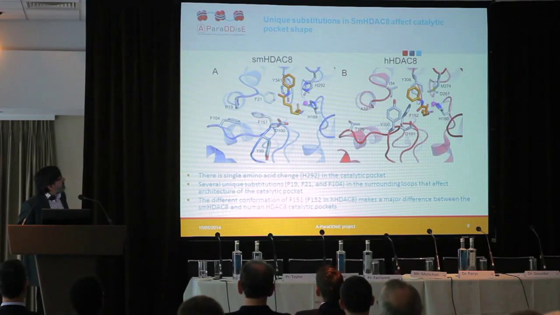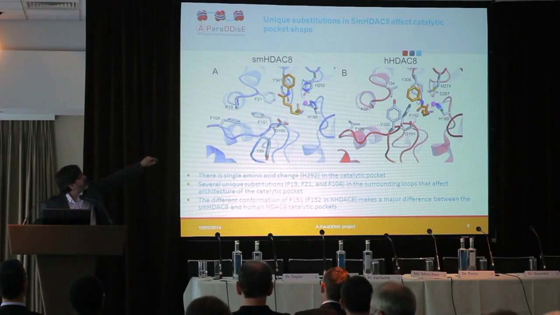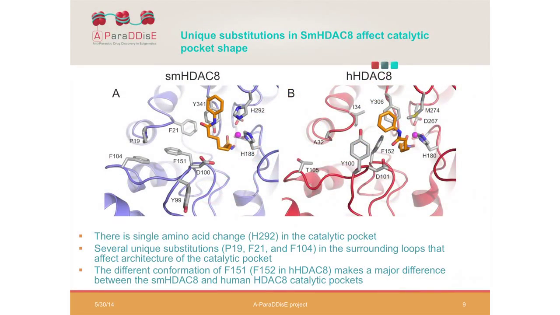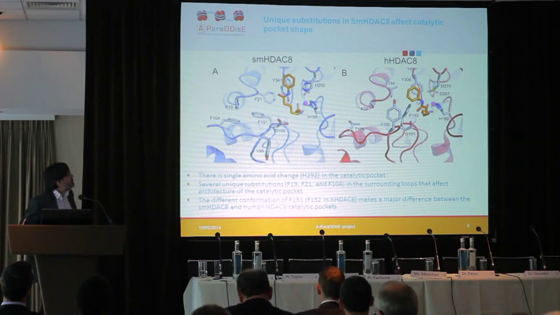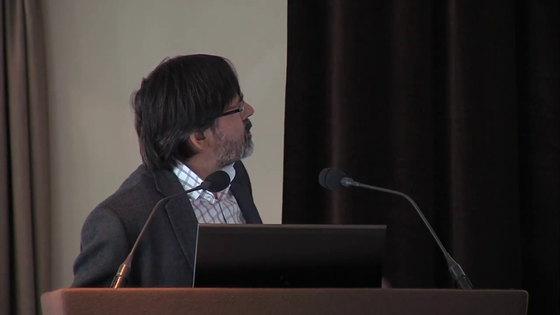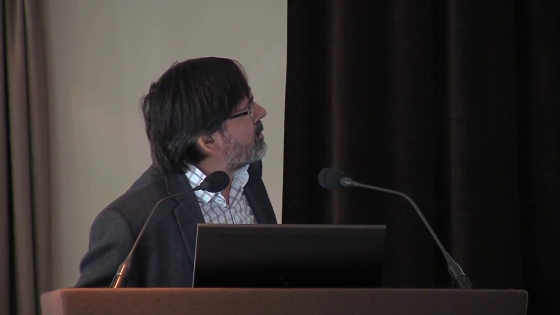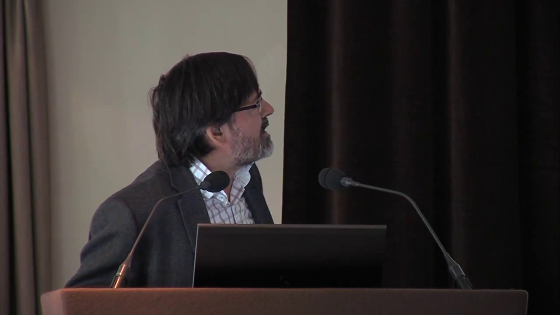But looking more closely at the catalytic pocket, there were differences. One was the histidine 292, you can see on the above right in the schistosome enzyme, compared to the methionine 274 in the human enzyme, which introduces a charge difference in the pocket. And more strikingly is the conformation of the phenylalanine 151 residue, which is flipped out of the pocket in the schistosome enzyme. This is due to the substitutions of residues around the catalytic pocket, which allow this flipped out configuration. The phenylalanine 152, which is the equivalent residue in the human enzyme, is locked in a flipped in configuration.